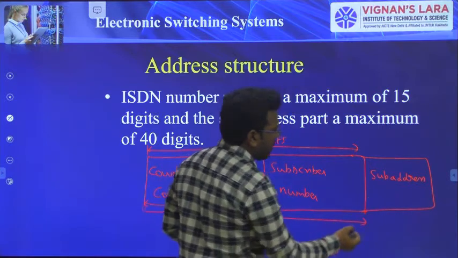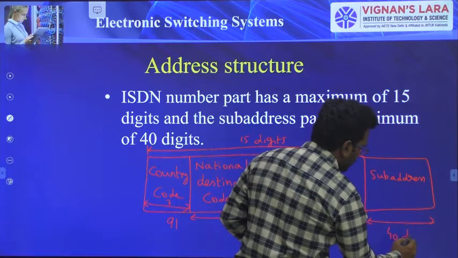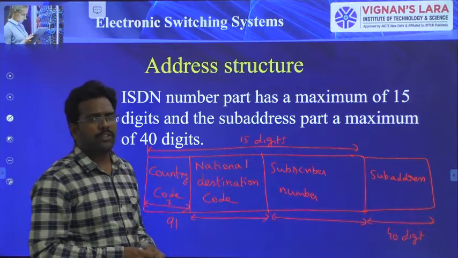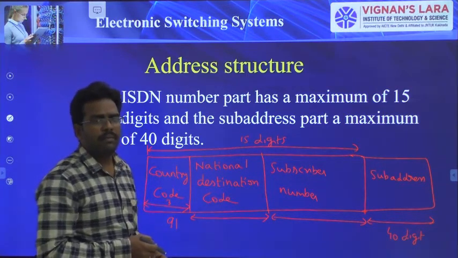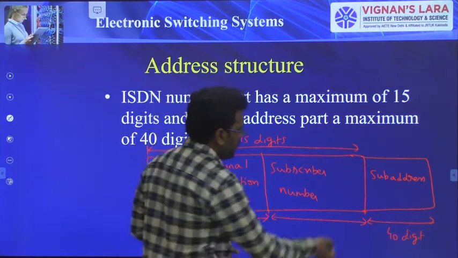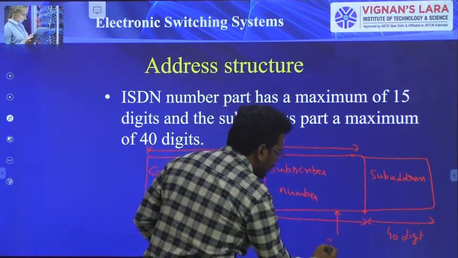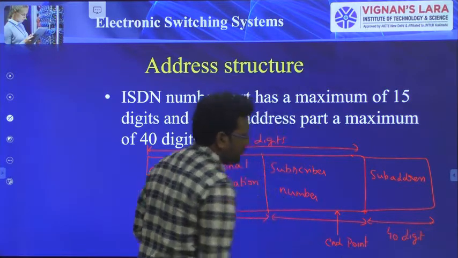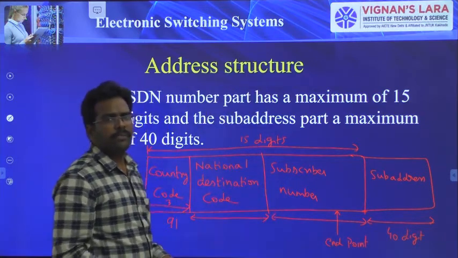And finally, the sub address number is a 40-digit one. So this is the exact addressing structure of a numbering plan for ISDN. So up to here, with the help of this number, we are going to identify the endpoints. And with the help of the sub address, we are going to identify the equipment connected to the endpoints.